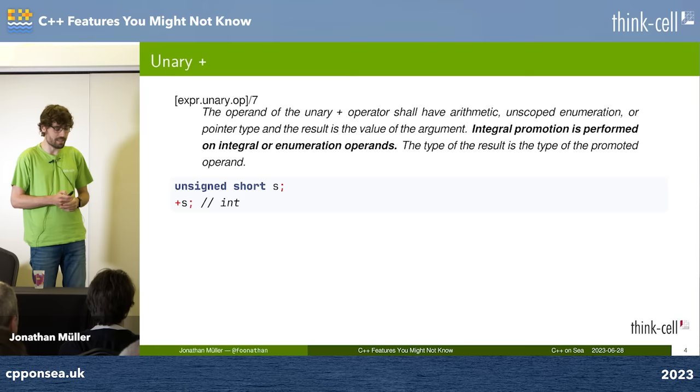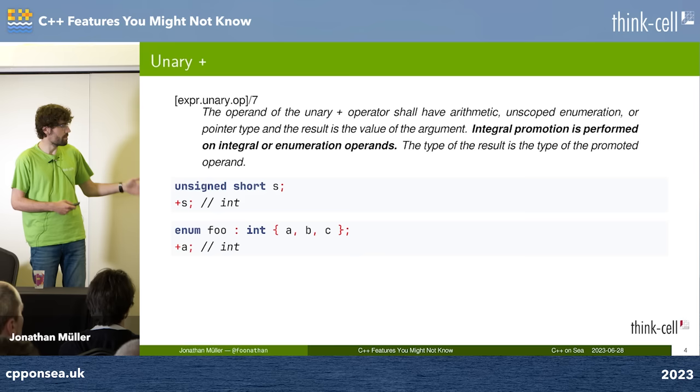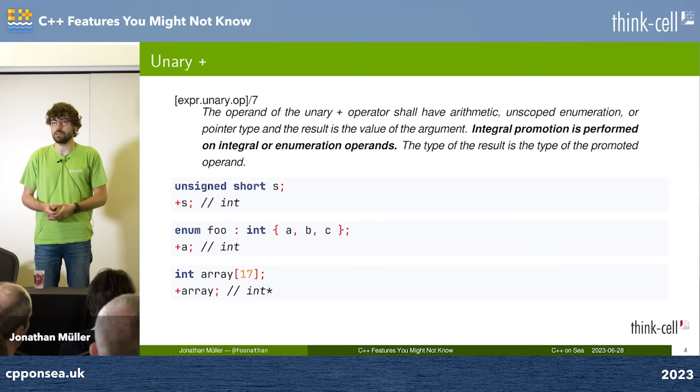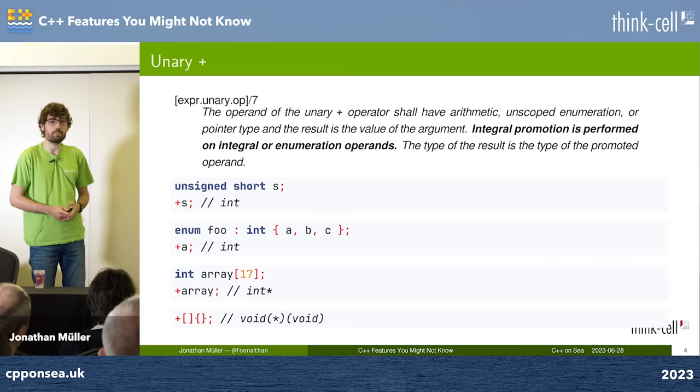If you have an enum, you will get the underlying type. So plus a is no longer the enum value, but an int. And if you have an array, it will first decay to a pointer, and then it will return the argument unchanged. So plus array will be a pointer to the first element. Finally, a lambda that doesn't capture anything is implicitly convertible to a function pointer. So if you write plus lambda, you will get the function pointer. And there's also quite a bit of funny syntax there.